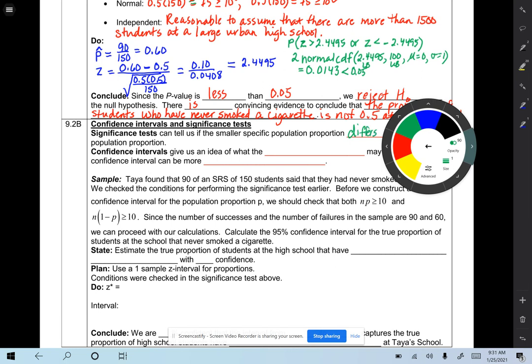from the entire population proportion. Confidence intervals, on the other hand, give us an idea of what the actual proportion may be.